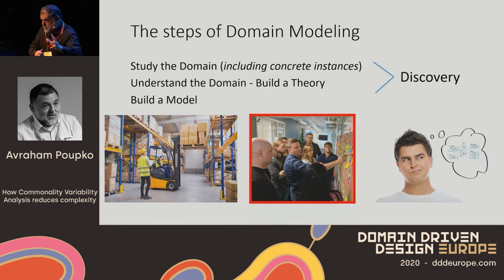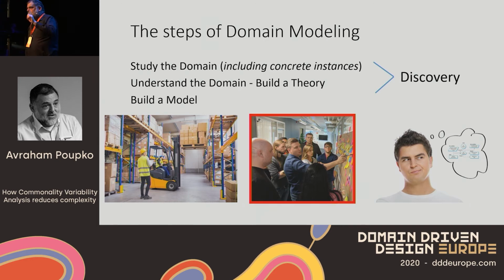I go back, I hear some more story, modify the theory, and then I slowly modify my model. And that event storming is part of the discovery phase, part of the analysis phase, part of trying to understand the domain and build a theory. That's what we are doing. We're trying to find abstractions.